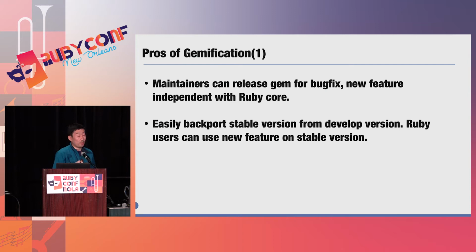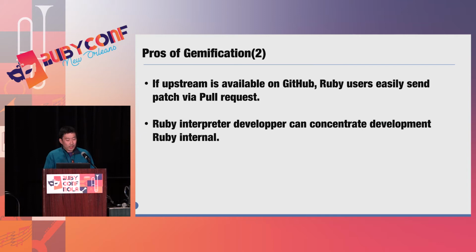For example, the Logger library has not been released as a gem yet. But if the Logger gem were released, we could use a new feature like multi-process logging with Ruby 2.3 or Ruby 2.4. It's an example. Also, default gems and bundled gems use GitHub and its workflow. Developers can quickly send a patch to default gems and bundled gems by pull request.